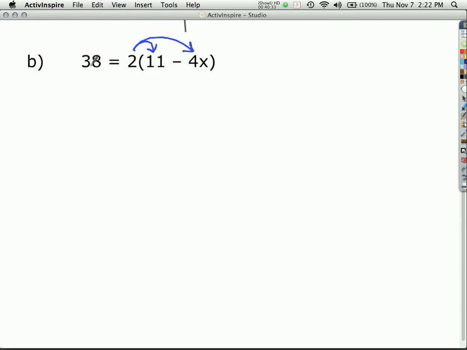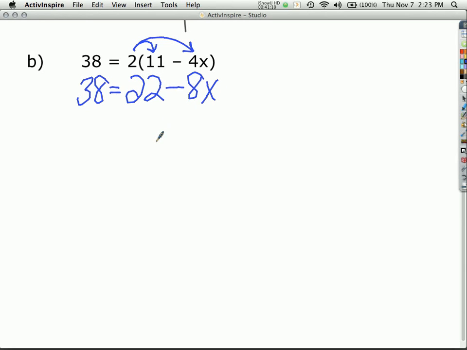So we're not going to use the 38, so we're just going to say 38 equals 2 times 11, well we could do that mentally, minus 2 times 4x is 8x. Now we have two choices. It kind of depends on how comfortable you are. My students who are level 9s from the homework, from the last lesson, if you're a level 9, you could probably just go right from here. You probably know that that's a positive 22 and that's a negative 8x.